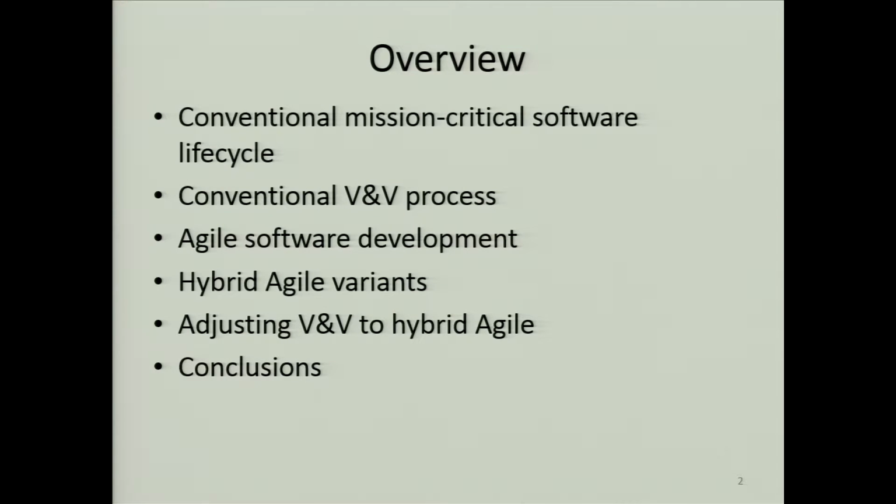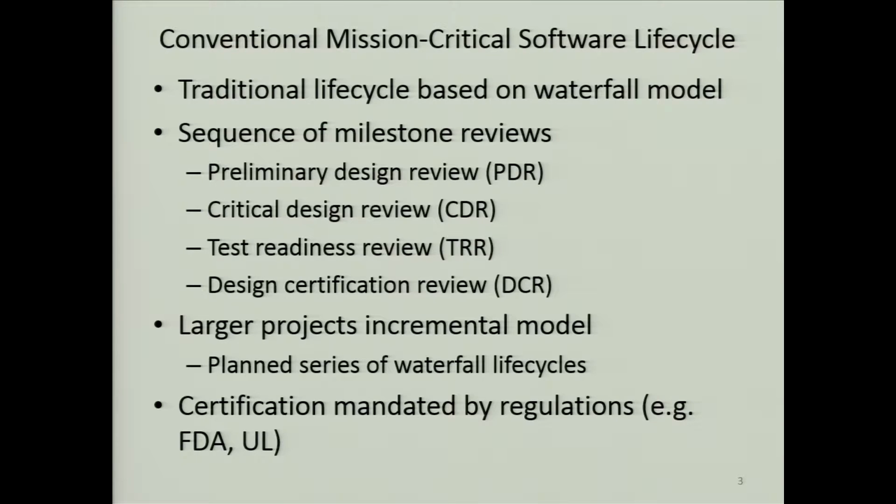So this is an overview of what I'm going to talk about. I'm going to talk first about the context in which we've been doing V&V for a long time with conventional life cycles, and then I'll talk about Agile and just a brief overview of it, and then how it's being applied to mission critical systems, and then the work that we've done in comparing the V&V needs with what's available on these hybrid Agile systems, and then some comments on what needs to be done on developing some techniques for some of the important things that we do.